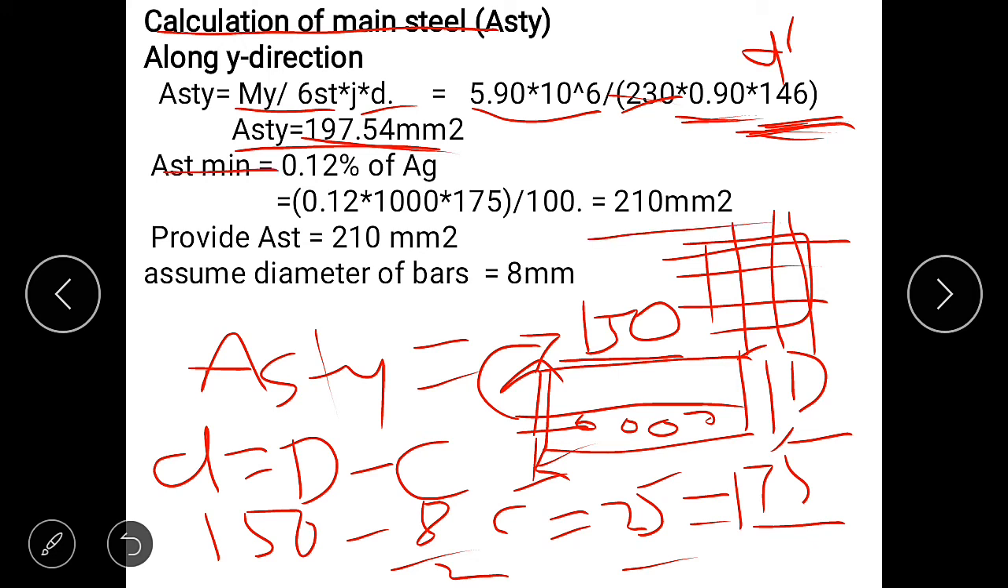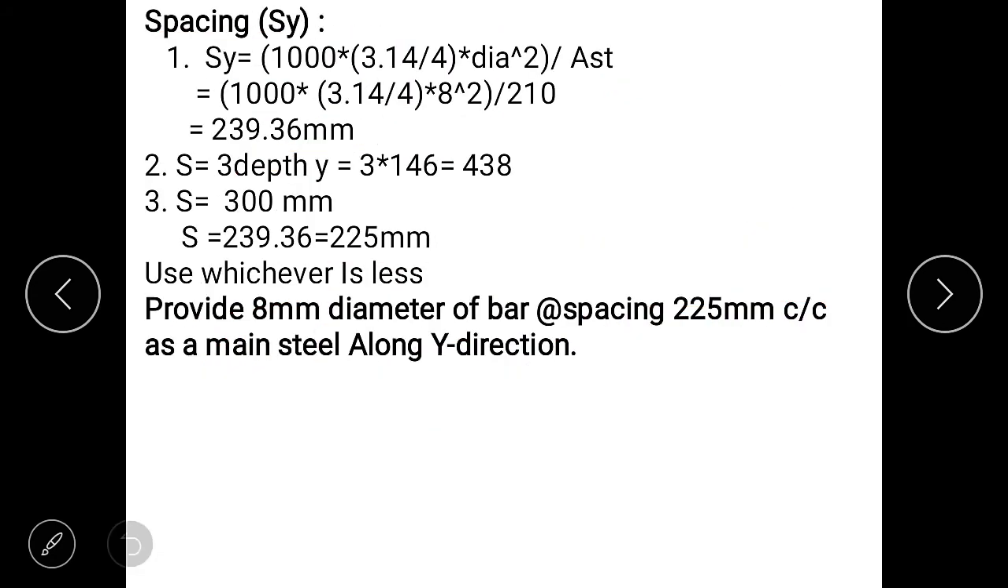From this we get AST Y, area of steel in Y direction, is 197.54, and AST minimum is 210 mm square. So whichever is larger, 210 is more, so we provide 210 mm square. Assume diameter of bar is 8 mm. So now we have to calculate spacing for Y direction. We already calculated spacing for X direction, so we have to find here spacing for Y direction.